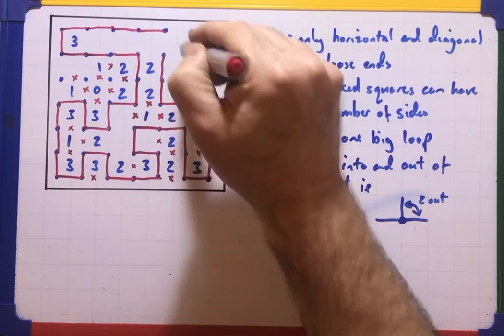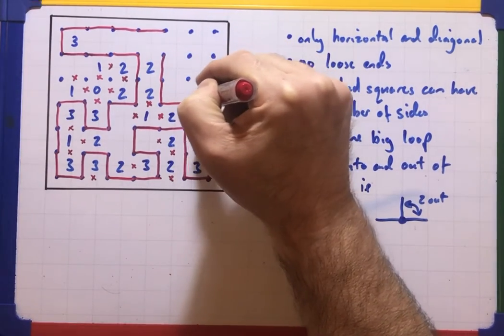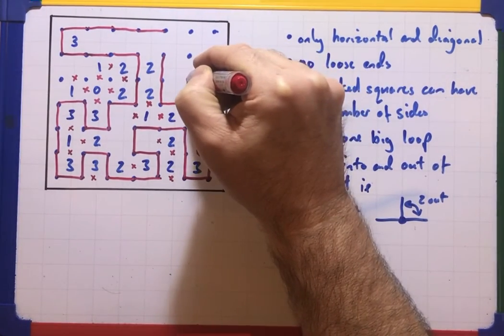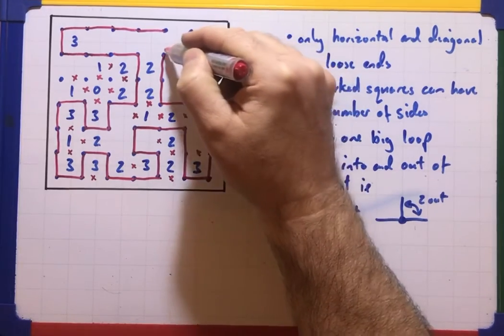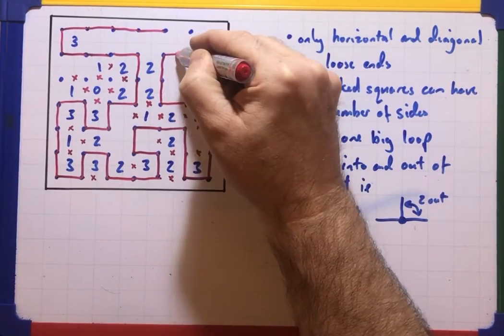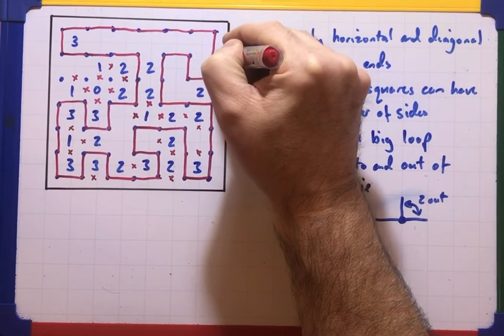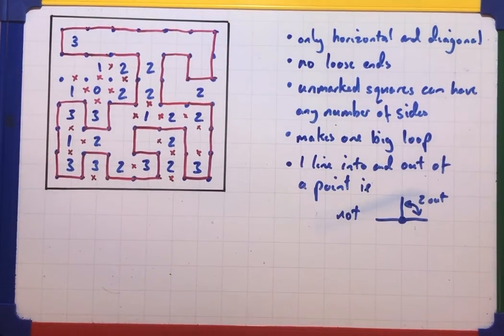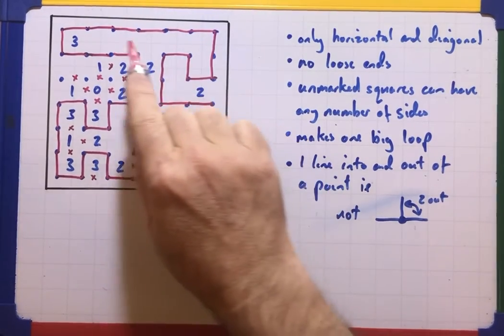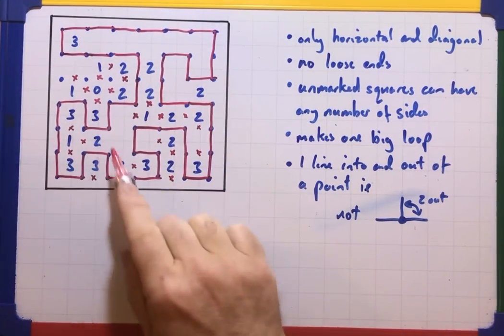Okay, which means we've got 1 more here. Can't be there, can't be there. So that one has to go like that. And to fill in the rest, to create the thing, it's going to have to go across there, down there, across there, down there. And that would be the shape. Do you see how, when we finished, it's made 1 big loop.